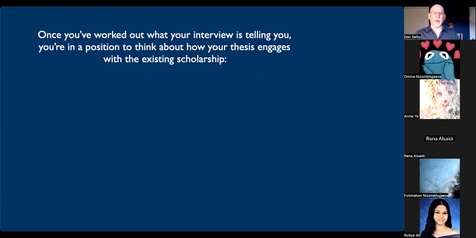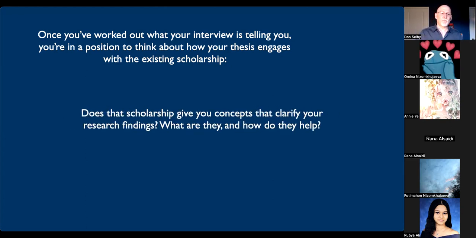They haven't done your project, but they've done projects that are similar in a way that they can engage in conversation with each other. So you want to figure out, does that scholarship give you concepts that clarify your research findings? And if they do, what are they and how do they help? This should be part of your paper. You should be able to include that kind of insight. You don't have to go on at great length about it, but you want to acknowledge how you borrow concepts from others, because we all do that all the time, while you're putting together the argument that you're presenting in your paper.